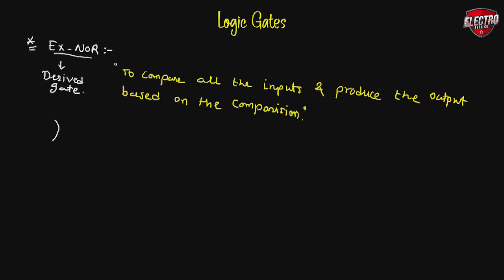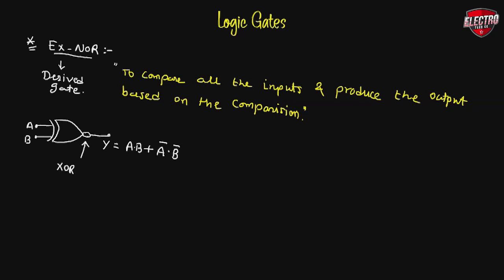Now the difference between exclusive OR gate and exclusive NOR gate, let's start with the symbol. The symbol of exclusive NOR gate is like an exclusive OR gate with two inputs A and B and one bubble on the head of the exclusive OR gate. So the basic difference is one more basic gate, that is NOT gate.